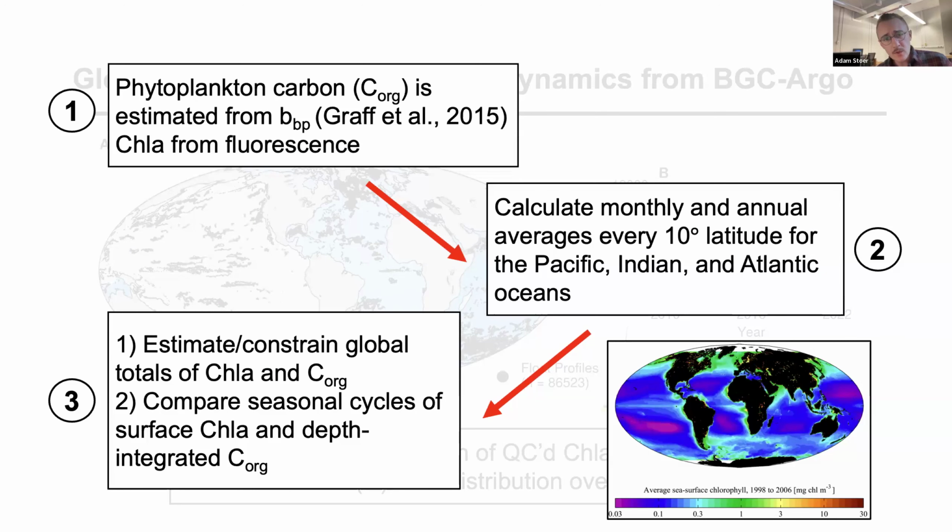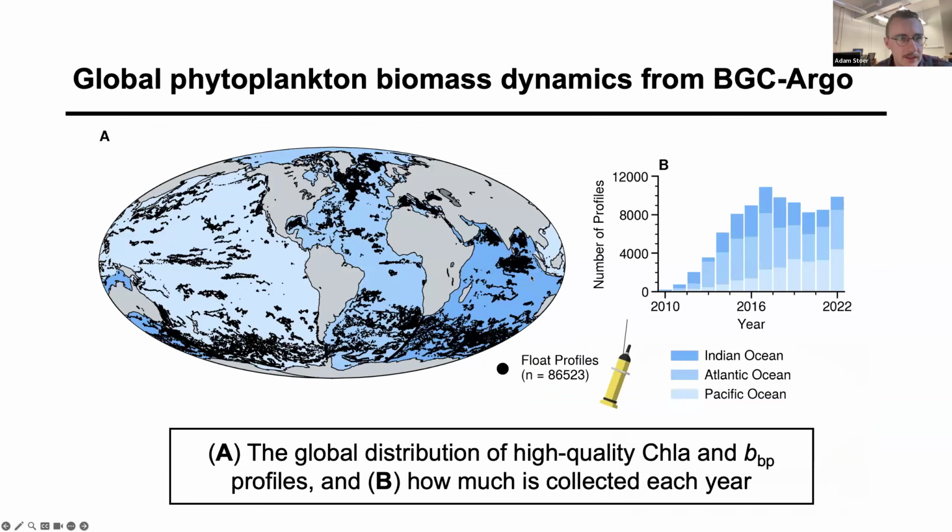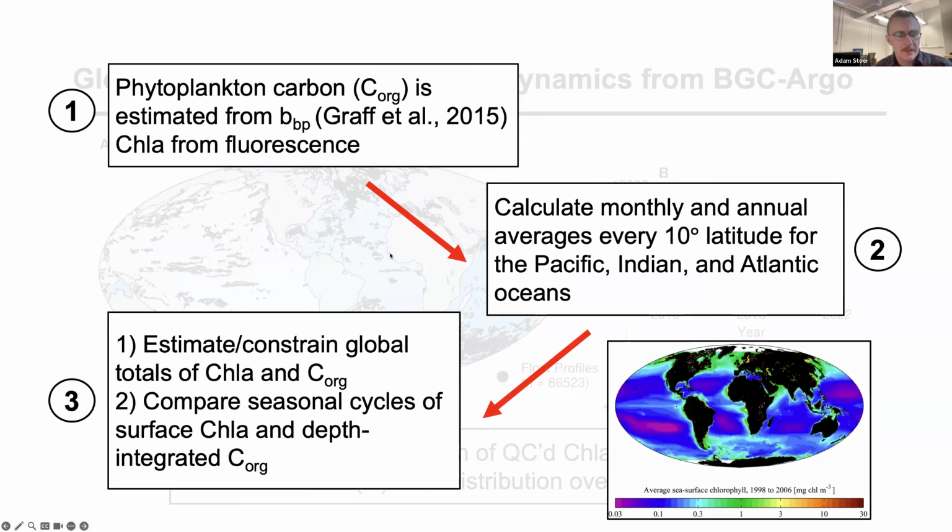And so with all those profiles, we calculate monthly and annual averages as climatologies for every 10 degrees latitude for the Pacific, Indian, and Atlantic Oceans. And so we basically have the Atlantic here and we divvy it up into 10-degree slices of latitude and calculate a monthly climatology from those. Or no, not monthly, more like a weekly climatology.